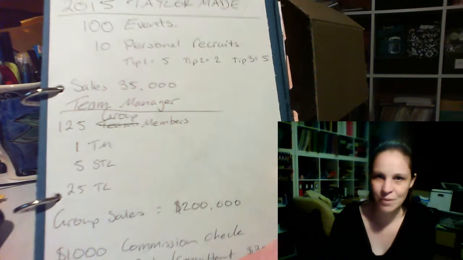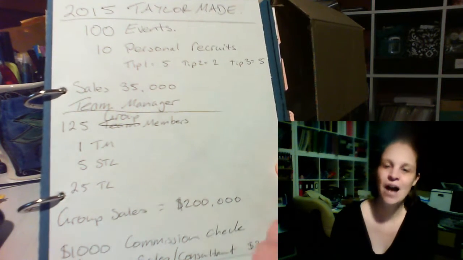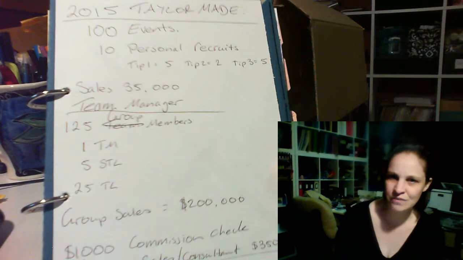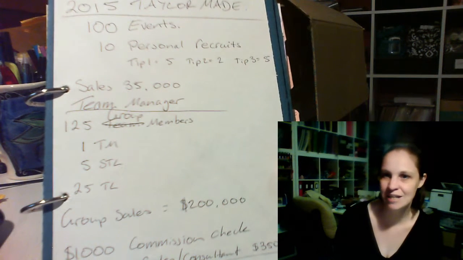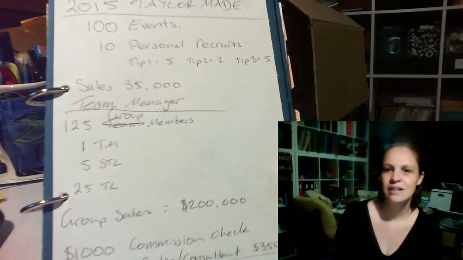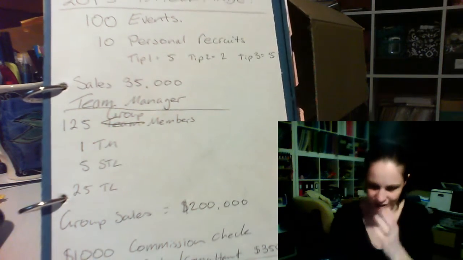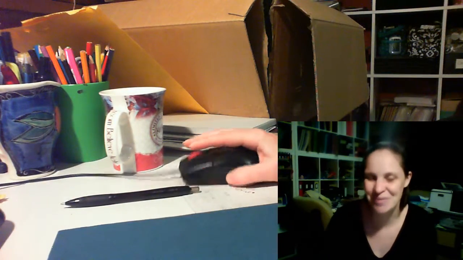So in 2015, tailor-made business stuff, I had intended to do 100 events, 10 personal recruits, and then I've got tip goals and stuff there, $35,000 in sales, team manager, and you can see. But I really encourage you to do that. I encourage more so now that you also add in the feelings with those goals.